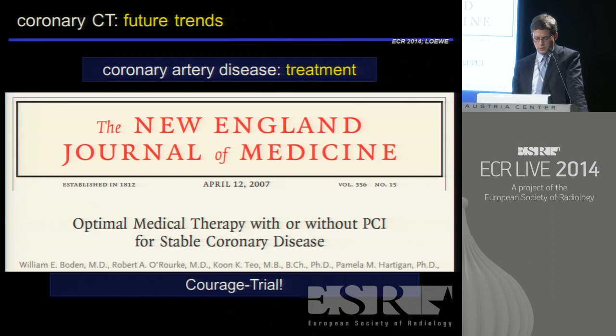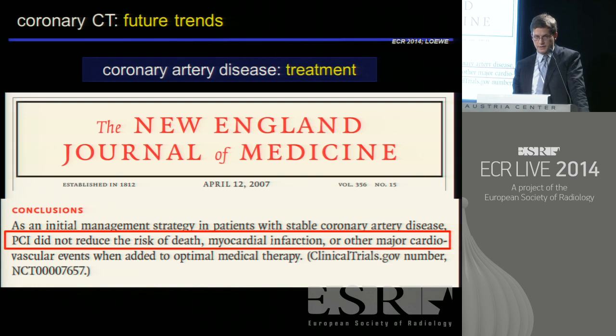Six years ago, the so-called COURAGE trial was published in the New England Journal of Medicine, and this led to a big discussion in cardiology. Just briefly, they compared the optimal medical therapy with coronary revascularization in patients suffering from coronary artery disease. And they found out that the revascularization did not reduce the risk of death, myocardial infarction, or other major cardiovascular events. After 3 years, there was no difference between the two groups.